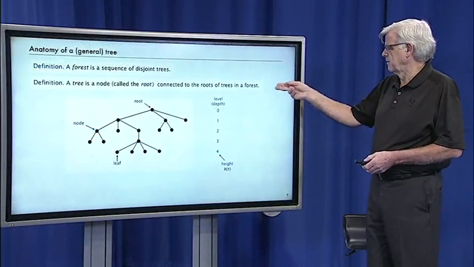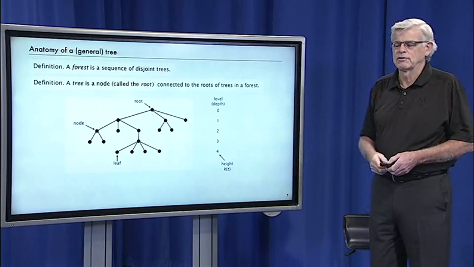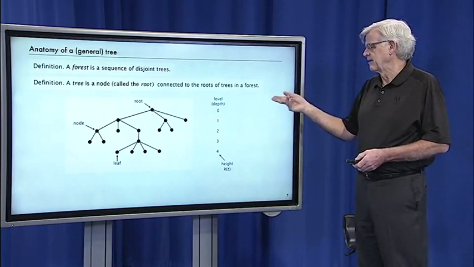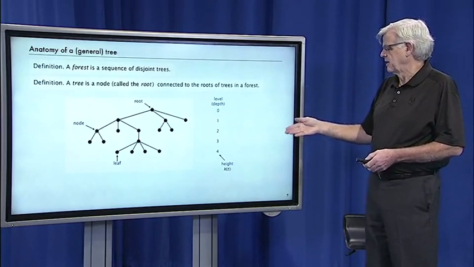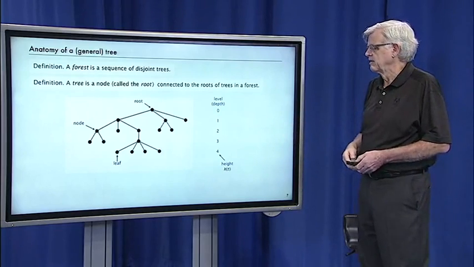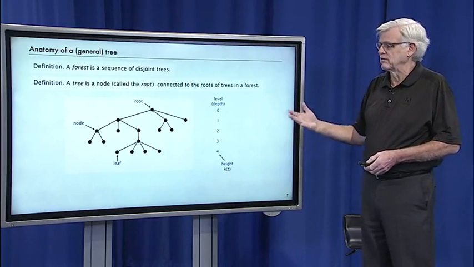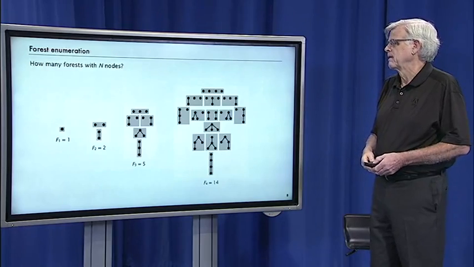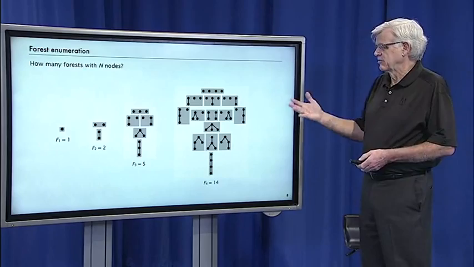So the level is the same as before. We start with the root at depth 0, the children of the root at depth 1, and so forth. And the height is, again, the deepest node in the tree. In contrast to binary trees, we don't have external nodes in general trees.